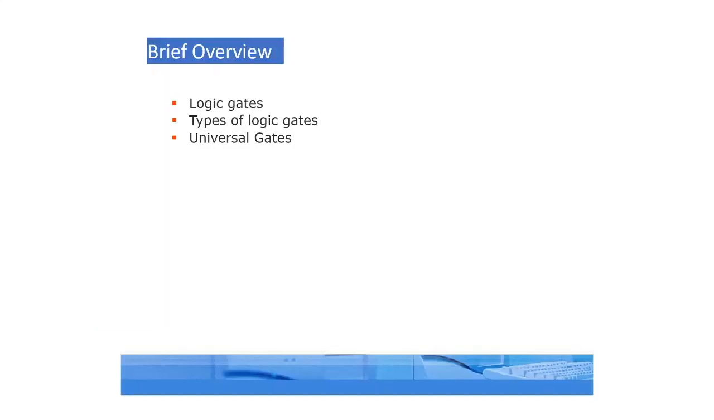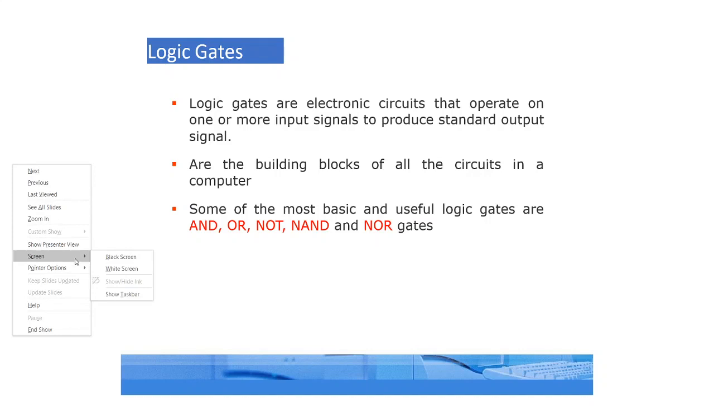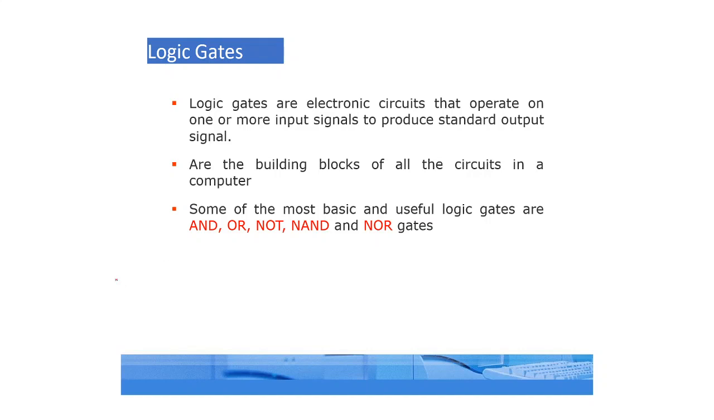In this video lecture, I will discuss logic gates, types of logic gates and universal gates. So logic gates are electronic circuits that operate on one or more input signals to produce a standard output signal. They are the building blocks of all the circuits in the computer. Some common examples of logic gates are AND gate, OR gate, NOT gate, NAND gate and NOR gate.